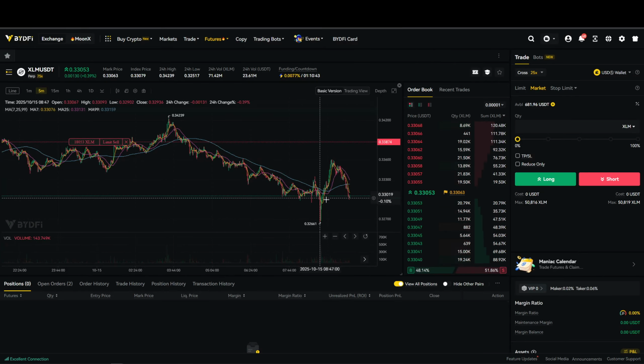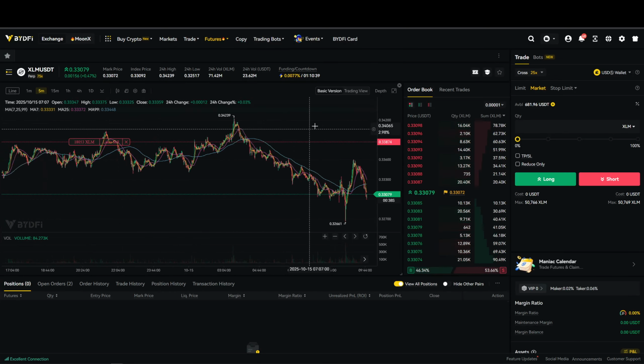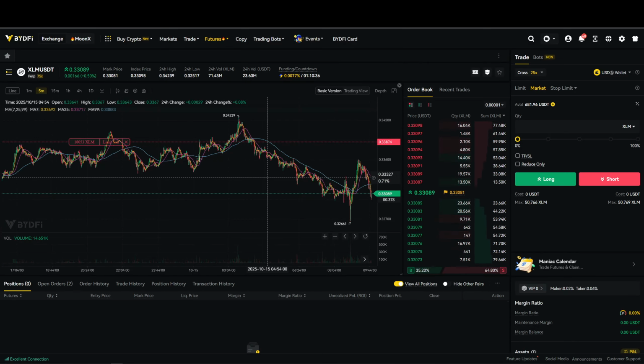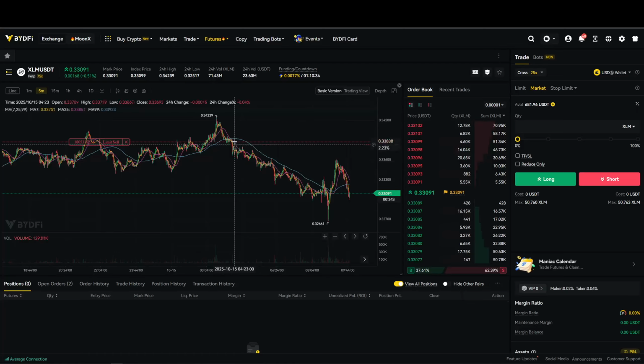And this thing could be bouncing here. This is an area that could be some support. But here's another cool thing. We're on a 5-minute chart here.